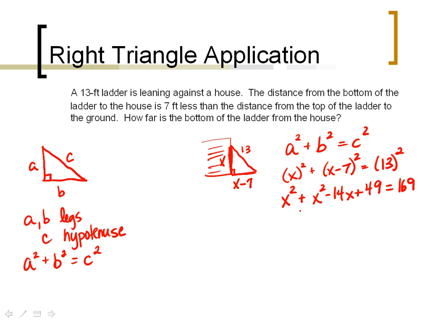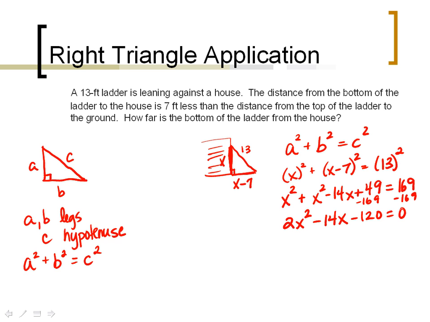Here's another common error. X squared plus x squared is 2x squared, not x to the fourth. Remember, we only add exponents when we're multiplying like bases. 2x squared minus 14x. We have to subtract the 169 from both sides. That will give us minus 120, and that's equal to 0.